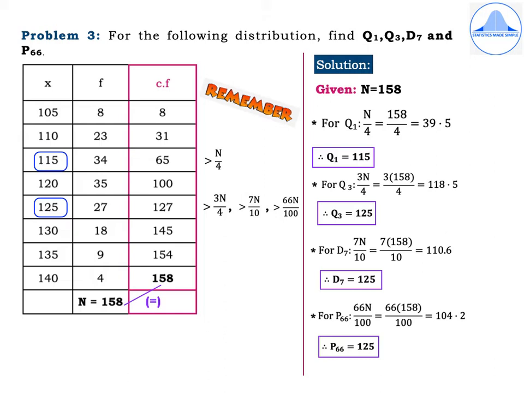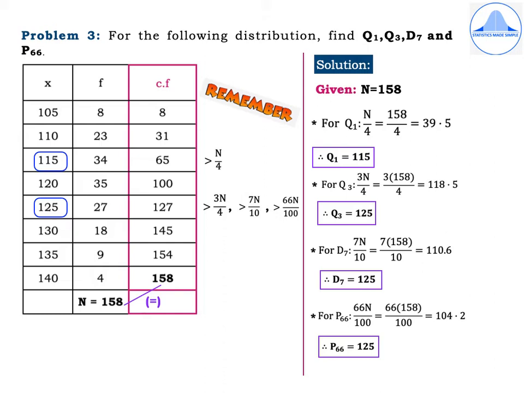Now similarly, to find out D7, first we need to find out for D7 what is 7n by 10, which is equal to 7 into 158 by 10, which simplifies to 110.6. Now again the value which is greater than 110.6 in the table is 127. So next to 127, write greater than 7n by 10 and see the corresponding value. So you get D7 is equal to 125.